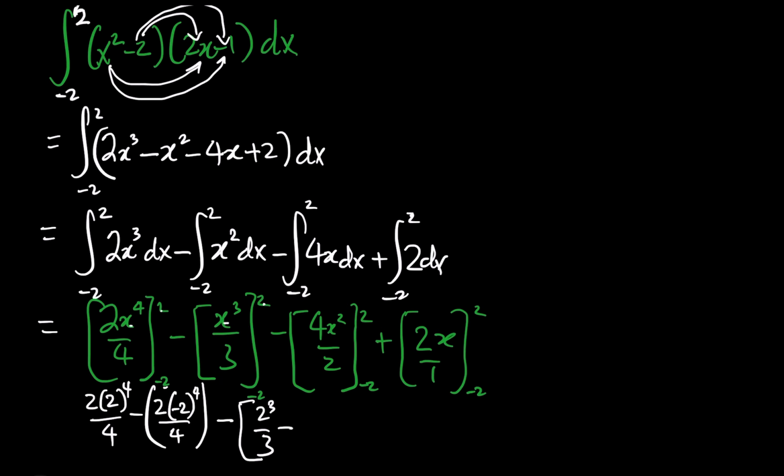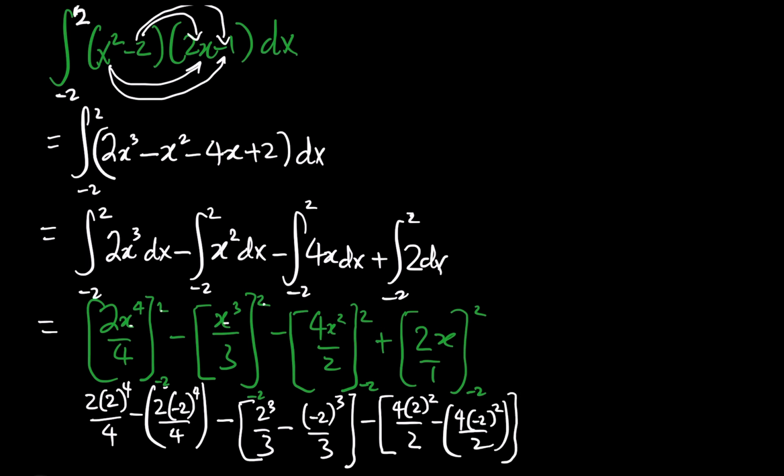And then the minus, we're also going to have negative 2 to the power 3 over 3 in that order. And then we're going to have minus, big bracket: 2 into 4 into 2 squared over 2 minus 4 into negative 2 squared all over 2 in that order, plus we're going to get 2 into 2 over 1 minus 2 into negative 2 over 1 in that order, like that.